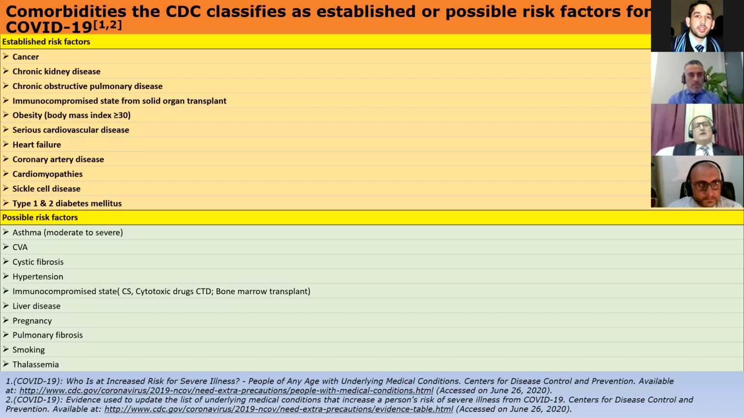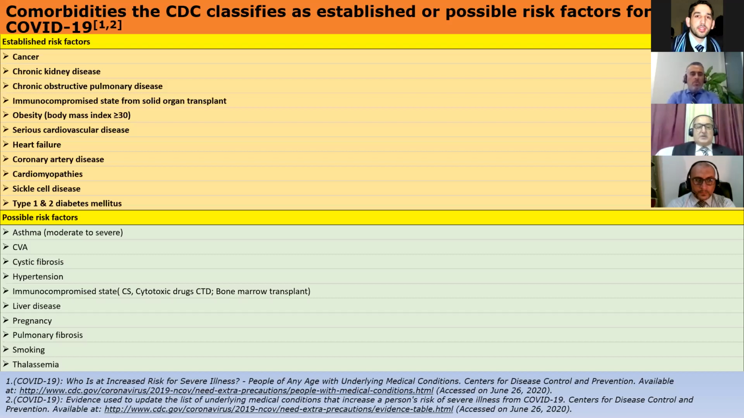When we diagnose and triage the cases, we should look for the comorbid risk factors, because this is important for the prognosis of each case one by one. And there are established risk factors, nominated by the CDC: cancer, CKD, COPD, immunocompromised patients because they had a solid organ transplant, like a renal transplant, obese patients with BMI more than 30, patients with serious cardiovascular disease, heart failure, coronary artery disease, and cardiomyopathy, and sickle cell disease. Also type 1 and type 2 diabetes.